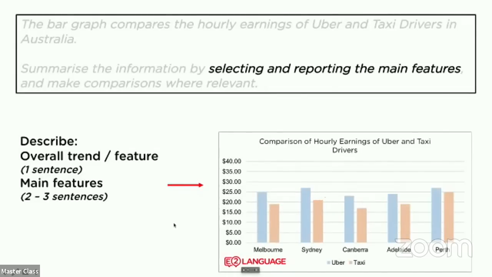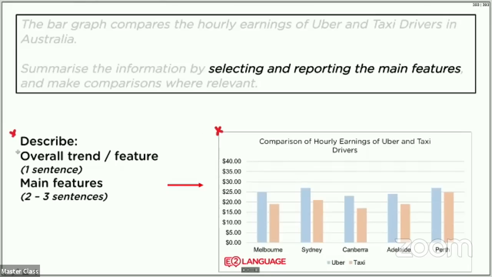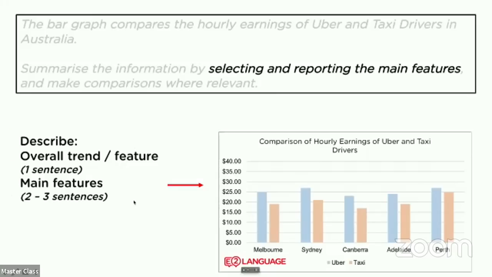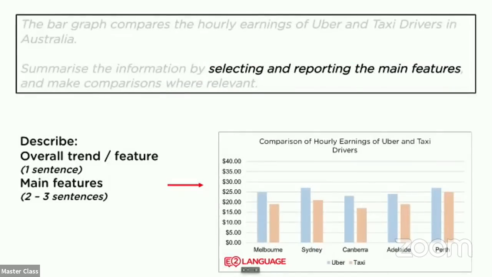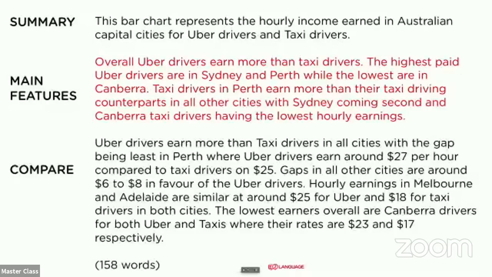So this is where we select and report the main features. That's the instruction. So what we want to do is this. We want to look at this graph here, and we want to describe the overall trend or the overall features in just a single sentence. Okay, and then we want to describe the main features. Let me show you what I've done here. I said, overall, Uber drivers earn more than taxi drivers. So if I go back, that's the main trend, or that's the main feature that I see. Blue versus orange. Uber beats taxis. Okay, overall, Uber drivers earn more than taxi drivers.